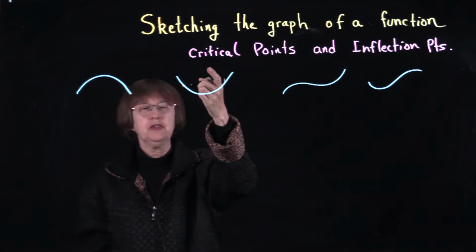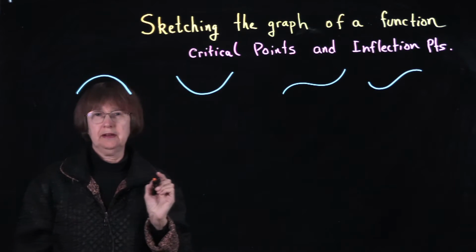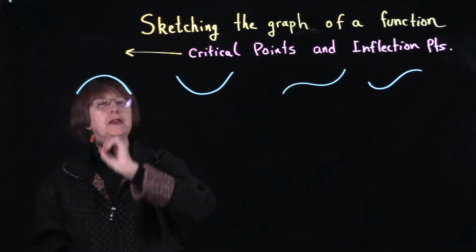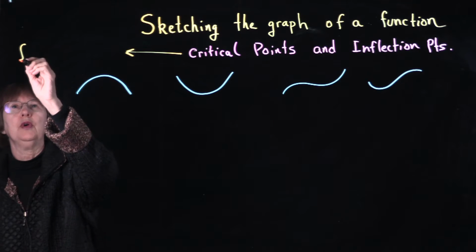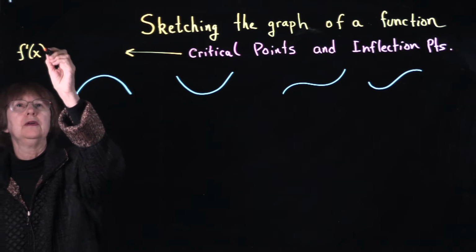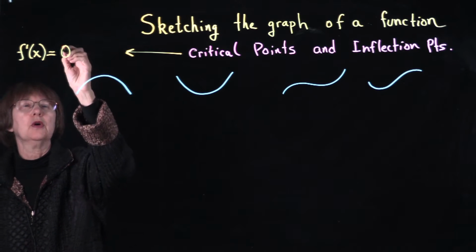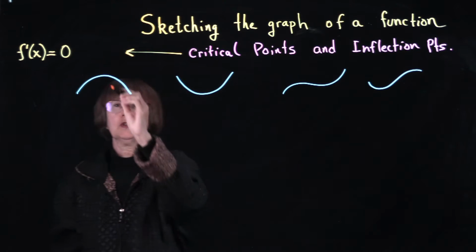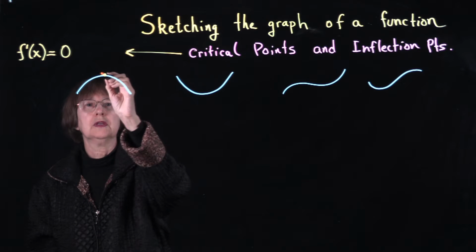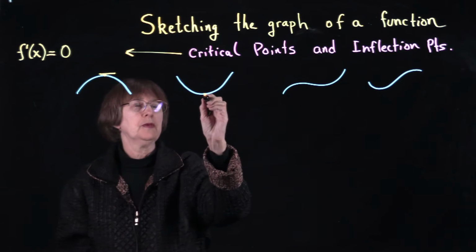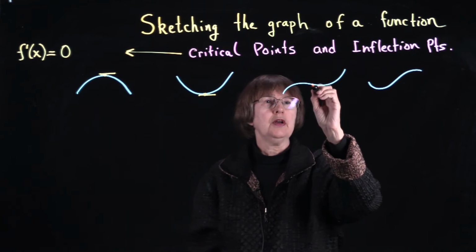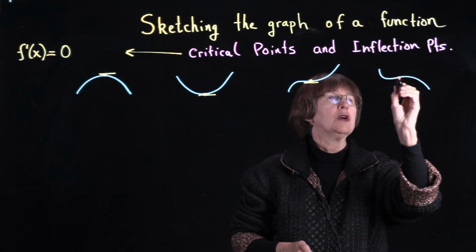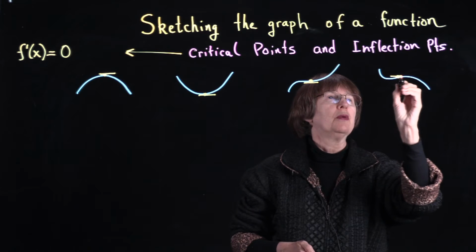So, in this video we discuss critical points and inflection points. First of all, let's recall that critical points are points at which the first derivative of a function is 0, and they come in a variety of flavors. So along each of these curves, there's one point at which the tangent line is horizontal. And here's another point at which the tangent line is horizontal, and here's another one right here.